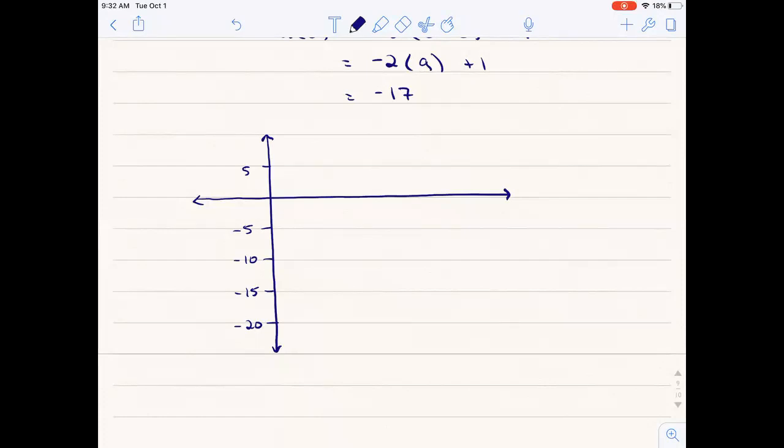I guess I should have the same scale on the x-axis. Don't have to, though. But let's just do 1, 2, 3, 4, 5, 6. You'll see why I went to 6 in just a second.